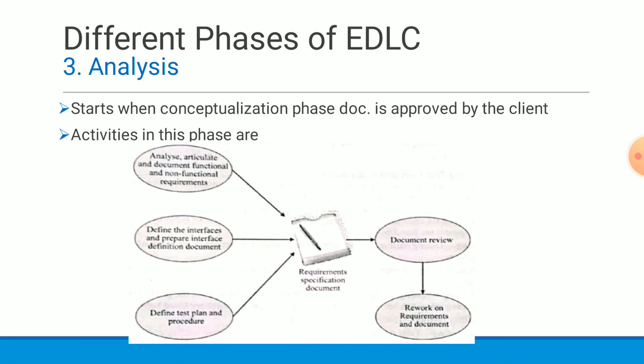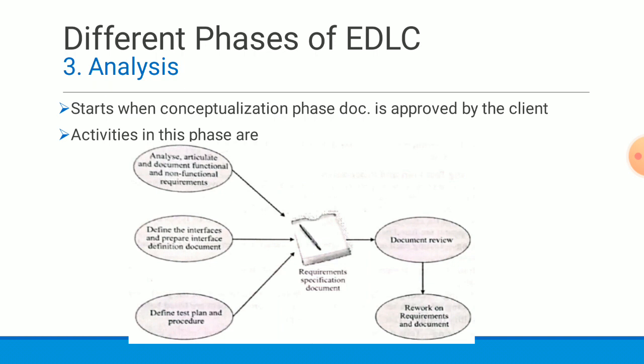Analyze, articulate and document functional and non-functional requirements. Okay, so this activity consolidates the business needs of the product under deployment and analyzes the purpose of the product. So it addresses various functional aspects and quality attributes of the product. It defines the functional and data requirements and connects the functional requirements with the data requirements.